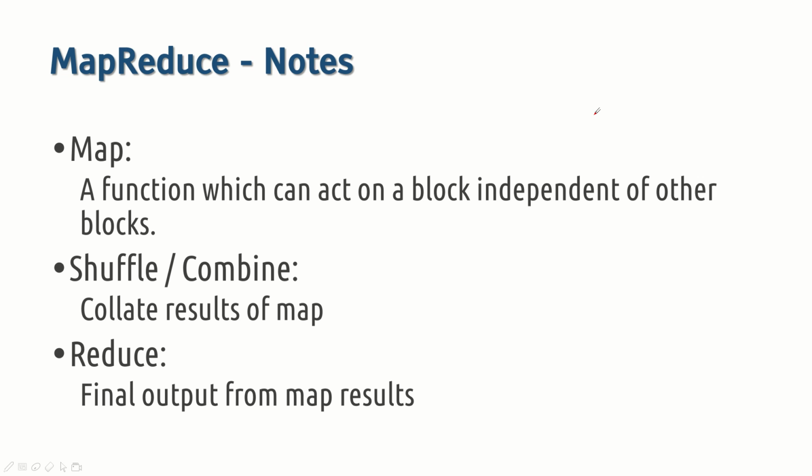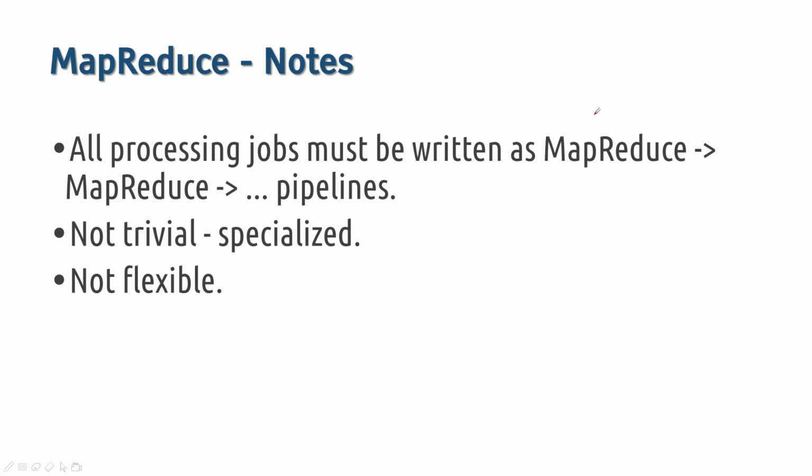So summary, MapReduce is a way of writing programs where you design a map function which acts on every block independently. We have a shuffle combination phase, and we have a reduce which produces the final output from individual map outputs. And all processing jobs in Hadoop therefore must be written as a series of MapReduce pipelines. So you do one MapReduce followed by another MapReduce followed by another MapReduce, and that is how your entire logic has to be broken down.